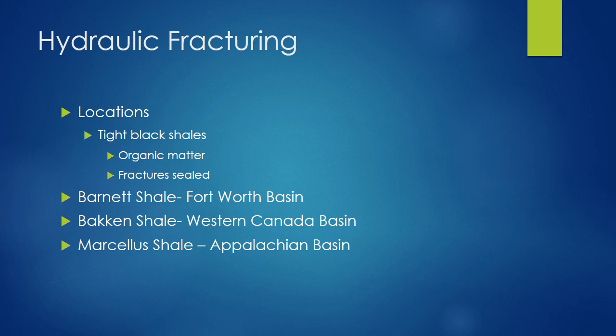Marcellus Shale is located in the Appalachian Basin, which covers Pennsylvania, New York, West Virginia, and Ohio, and it was formed about 350 million years ago. It is estimated to contain 50 to 500 trillion cubic feet of natural gas, and horizontal drilling is done with the extensive fracking to extract gas from this formation.